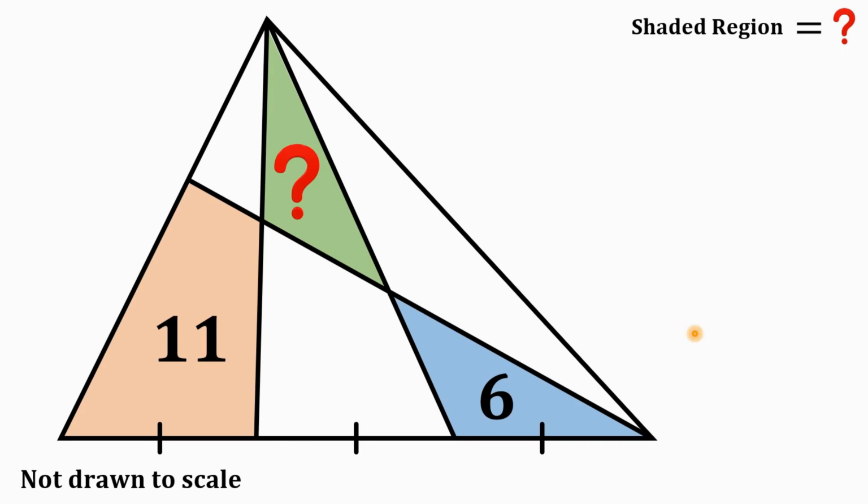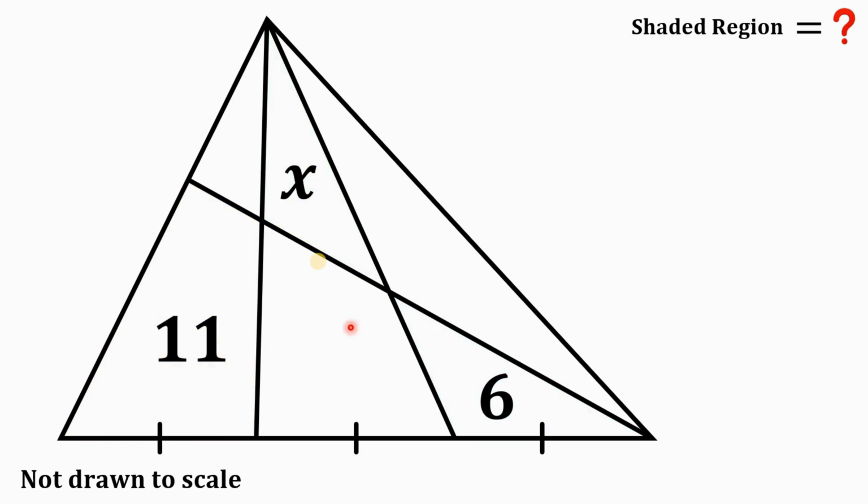To answer this kind of question, the first thing that we need to do is to replace this question mark with the variable x. In short, if we get the value of x, then we're done. That is the area of the shaded region, or the area of this green triangle. And now, let's focus on this figure.